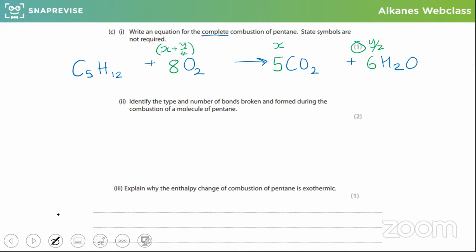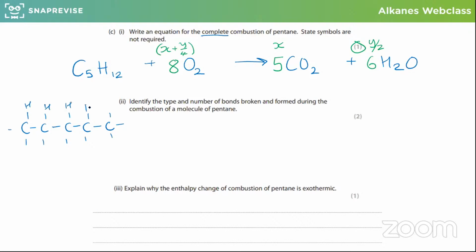Okay, and it then says, identify the type and number of bonds broken and formed during the combustion of a molecule of pentane. So this is a slightly different side step. We're looking at pentane, 1, 2, 3, 4, 5. What bonds are made and broken during combustion?